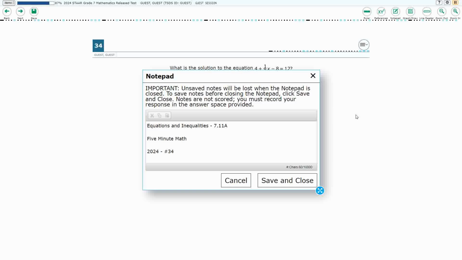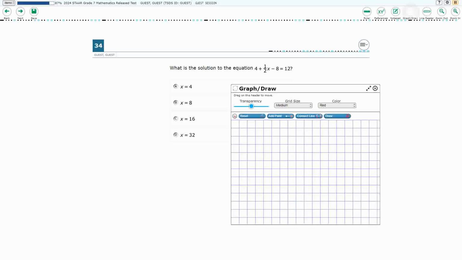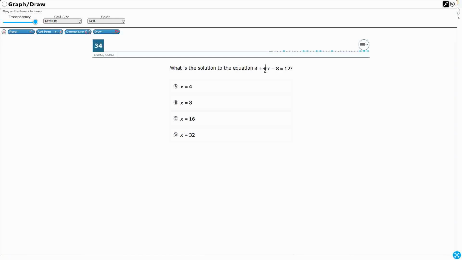Today we are looking at the 7th grade concept of equations and inequalities. This is standard 7.11a in the great state of Texas, and we are using item number 34 of the 2024 released STAAR test. If you haven't done so already, please go ahead and take a moment to pause the video, work this problem out on your own, unpause it, and we will look at our answers together.